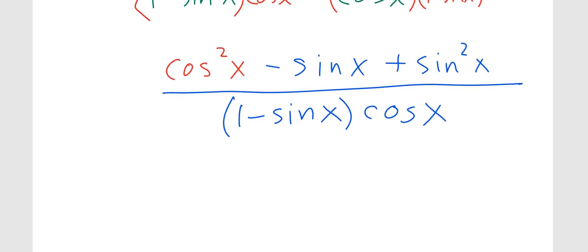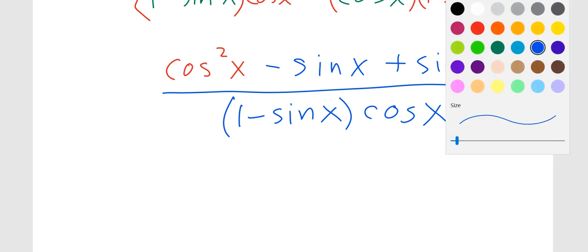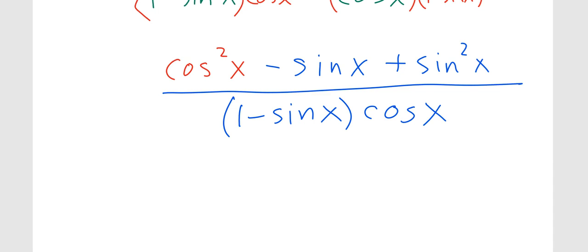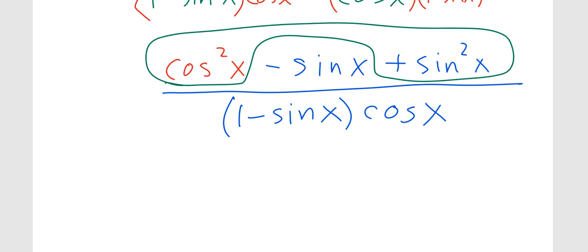What do you see in the numerator that would be really helpful right now? You see it? I'm so happy, folks. Look at the green part. The part that's in the green that I circled, what is it? 1. It's the Pythagorean identity. It was hiding on the top.